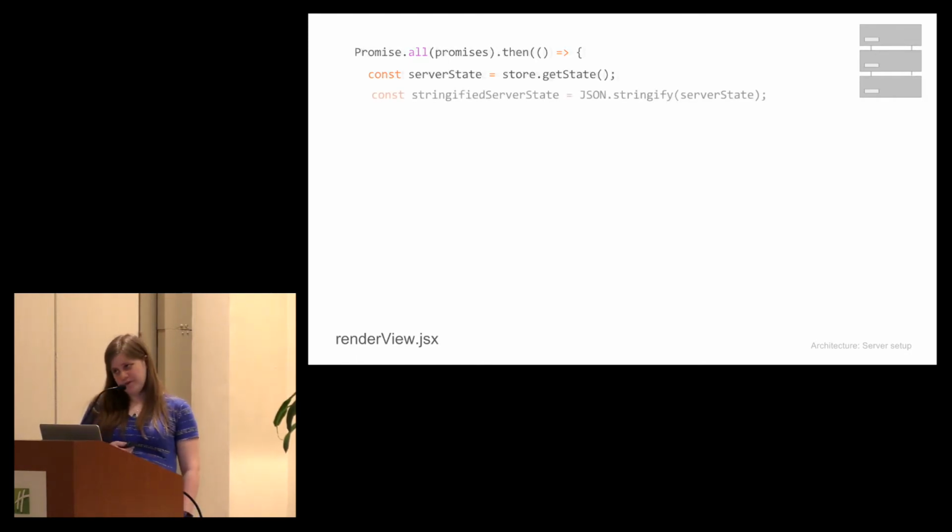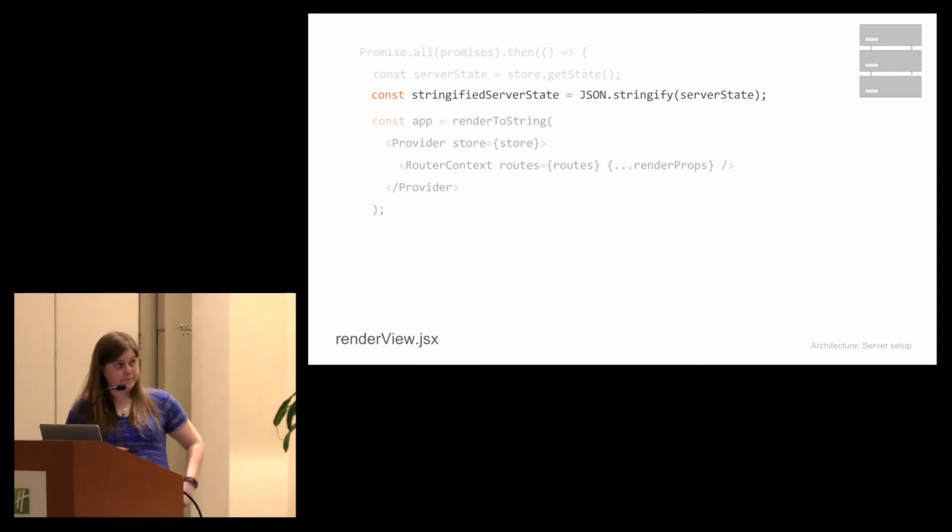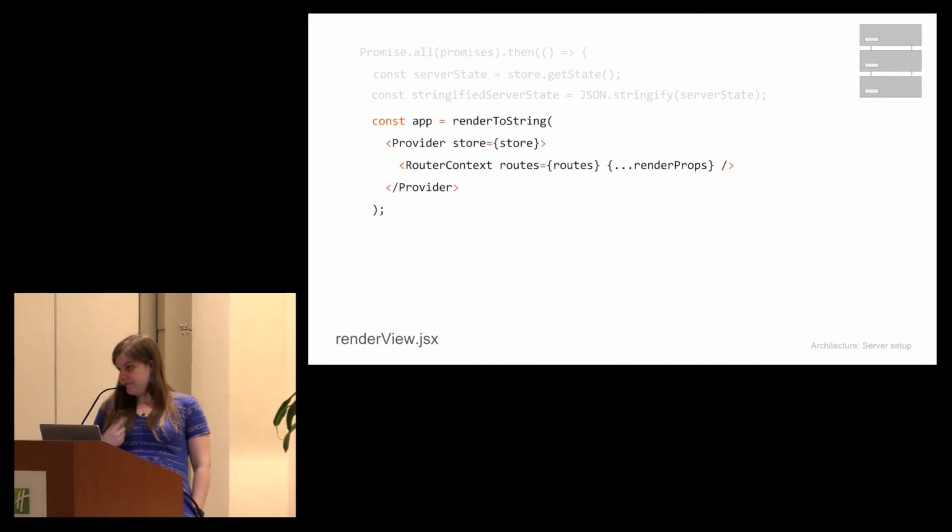Then we're also going to stringify that state. If you remember at the beginning, I was talking about we need to send the state down to the browser. So we need both versions. We need the version we're going to build the components with and the version we're going to send to the browser. Then we're actually going to build our components, finally, right?